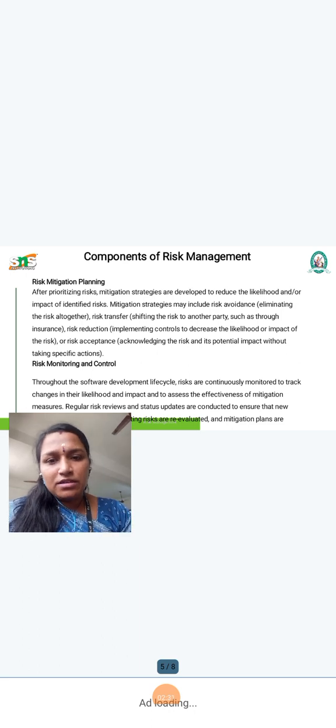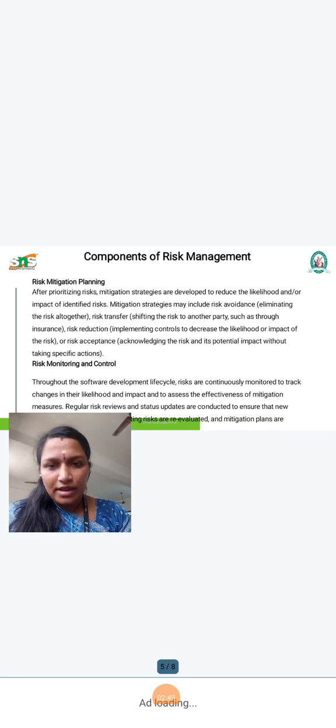After prioritizing, develop risk mitigation plans to reduce likelihood and impact. Risk mitigation strategies may include risk avoidance, risk reduction, risk transfer, or risk acceptance without taking specific actions.